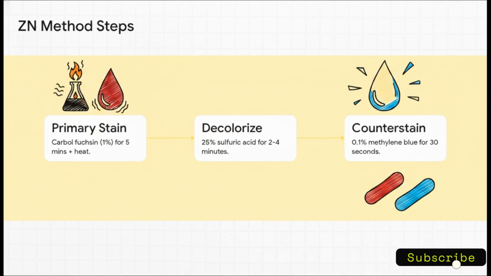First, you apply the primary stain, strong carbol fuchsin, for 5 minutes. But here's the absolute key detail. You have to apply intermittent heating. Heating is specifically required to help that primary stain melt into and penetrate the thick, waxy mycolic acid. Next is decolorization, using a really powerful 25% sulfuric acid for 2 to 4 minutes. And finally, you counterstain with 0.1% methylene blue for 30 seconds. The acid-fast bacilli will stubbornly hold on to the red carbol fuchsin, while everything else in the background turns blue.